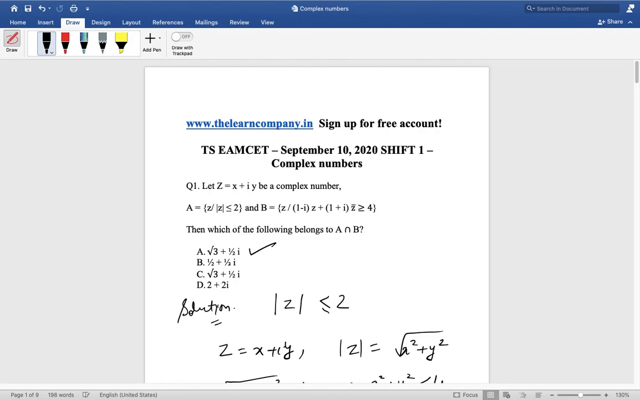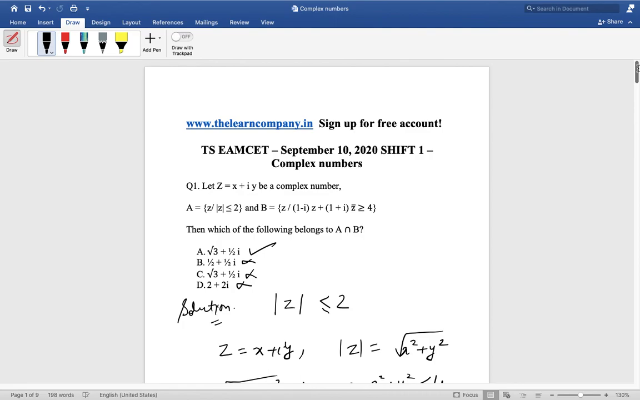I don't need to waste my time on these. Even if you want to try, say half plus half is 1, 1 is less than or equal to 2, so it doesn't satisfy. 2 square plus 2 square is 8, so x square plus y square is not less than or equal to 4, so this will also not satisfy. This won't satisfy either, so option A is the correct one.